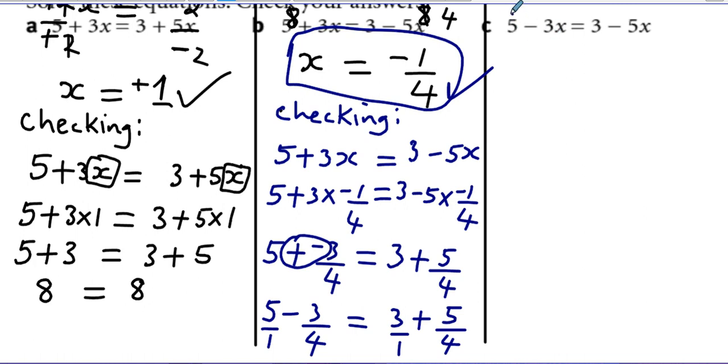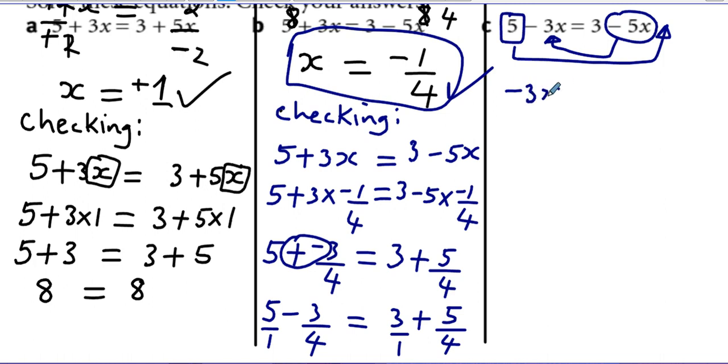So this 5 here will be shifted to the right hand side, and negative 5x will be shifted to the left hand side. So this will be negative 3x plus 5x will be equal to 3 minus 5.